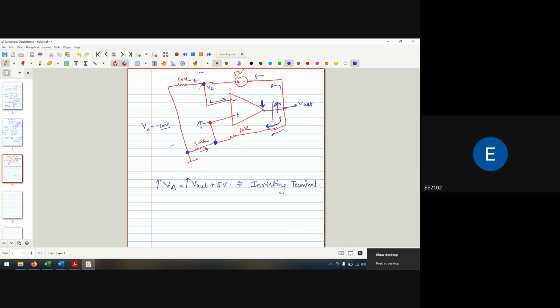But sir, when we have VO as 0, you are also getting feedback from this one because of this 5 volt. So at that time, feedback is always maintained in this loop. Yes.